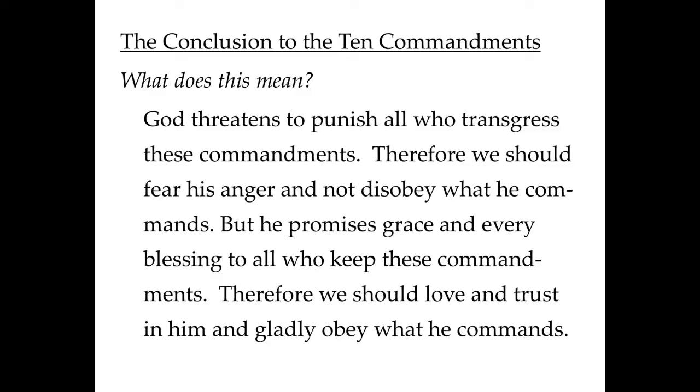Luther explains the conclusion of the commandments this way. He writes, "What does this mean? God threatens to punish all who transgress these commandments. Therefore, we should fear his anger and not disobey what he commands. But he promises grace and every blessing to all who keep these commandments. Therefore, we should love and trust in him and gladly obey what he commands."